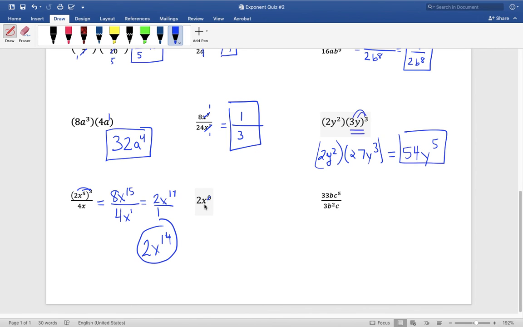On the next one, x to the 0 is 1. 2 times 1 is 2. And on the final one, 33 divided by 3, well, that's 11 over 1. And b over b to the 2nd, well, that's 1b in the denominator. And c to the 5th over c is c to the 4th. Can I simplify anything? Sure, it's going to look a little bit simpler if I just write a b in the denominator.